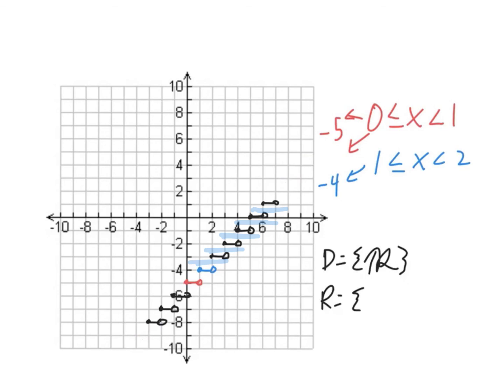What are my only output values for y? Like, what is the y value for this step right here? The y value for this step, what is it? 1. What's the y value for this step? 0. What's this one? -1. -2. What are these numbers? Integers. So math's everywhere. The range is Z, for integers.